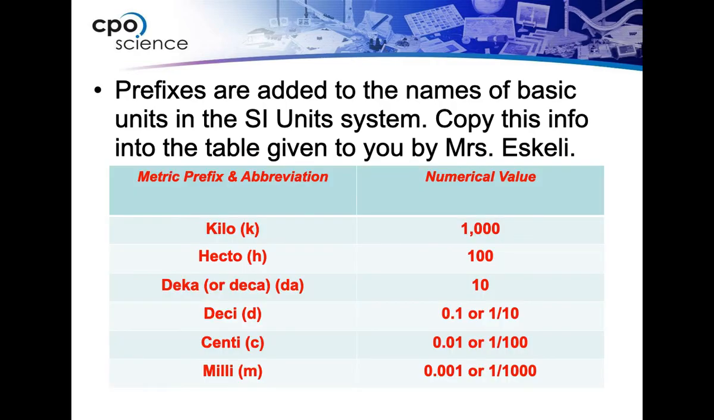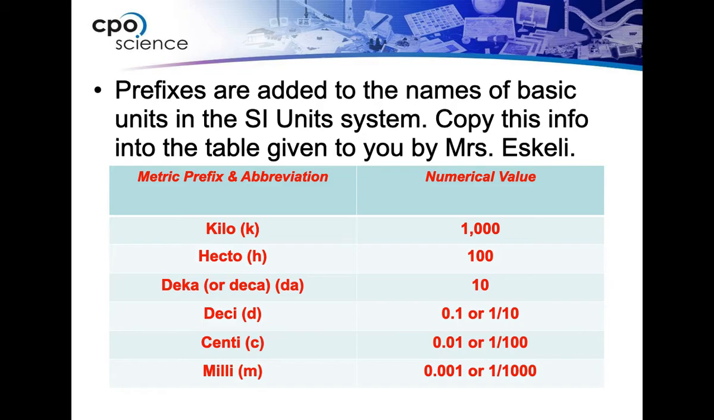So prefixes are added to the names of basic units in the SI system. The other cool thing about the metric system is that we don't have to memorize all these new names. We just take a base unit and we change the prefix to it. Here are the most commonly used metric prefixes and their abbreviations. And they can be applied to anything. There are more, there are less. I just kind of picked the ones in the middle here.